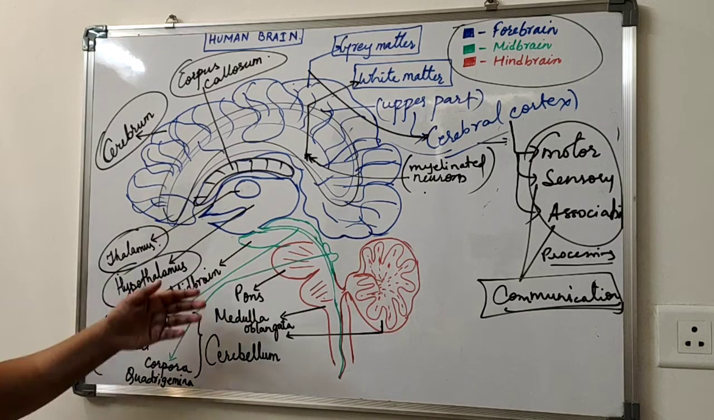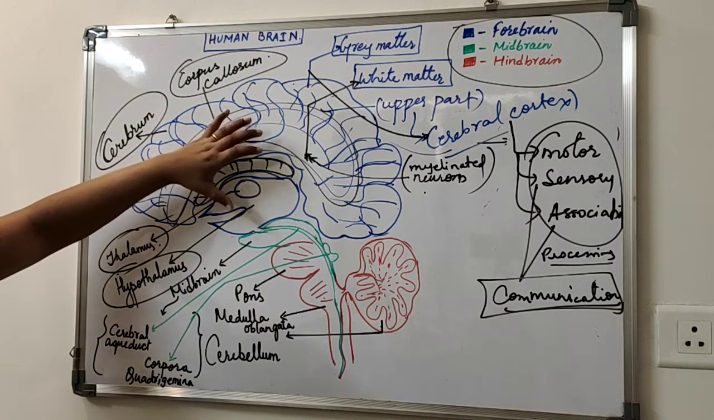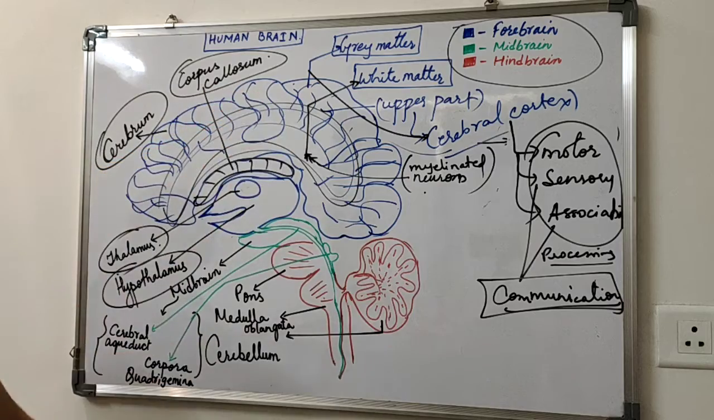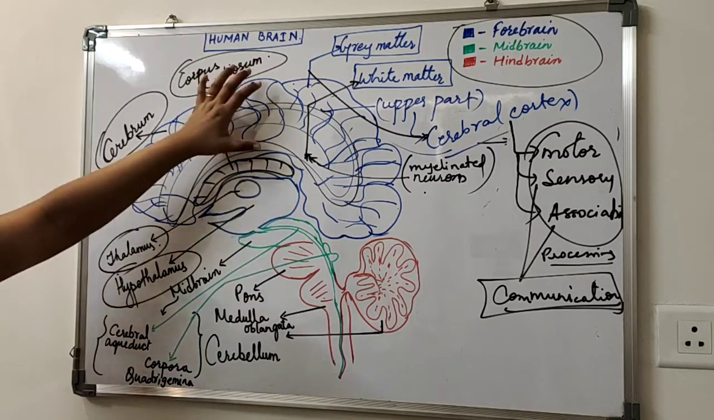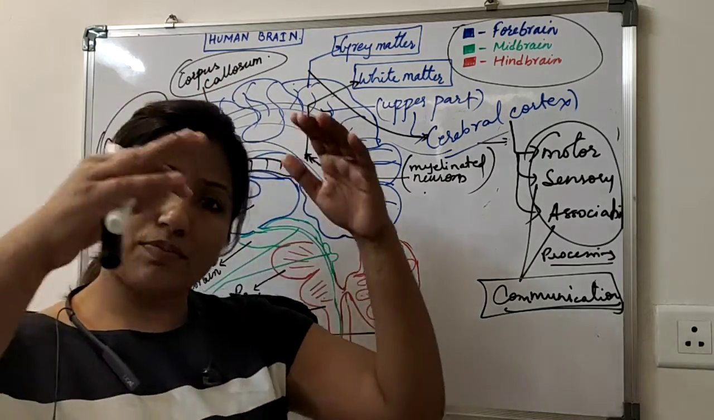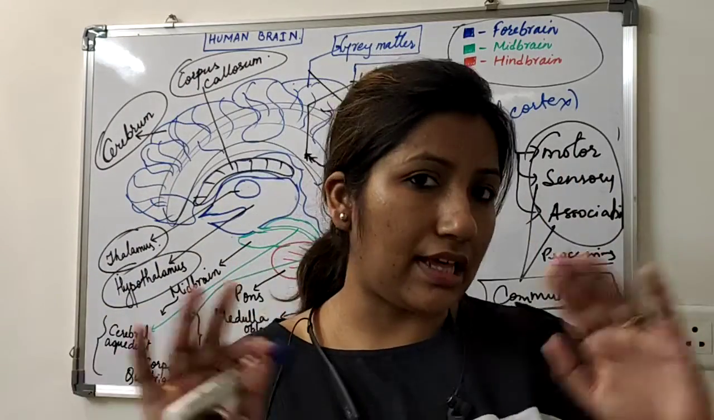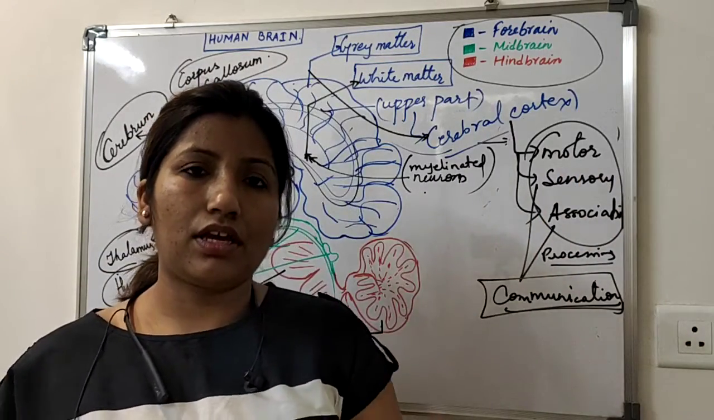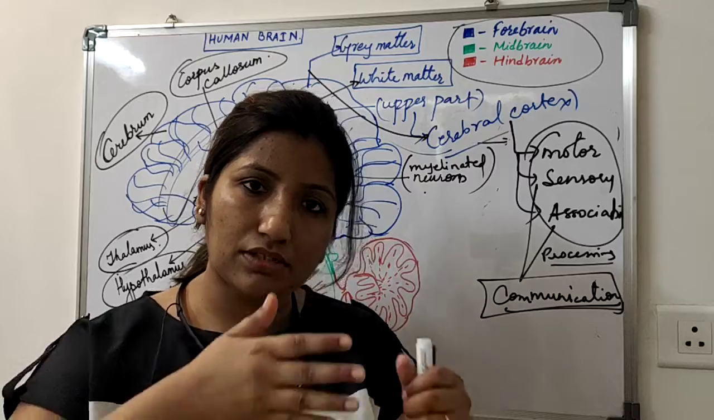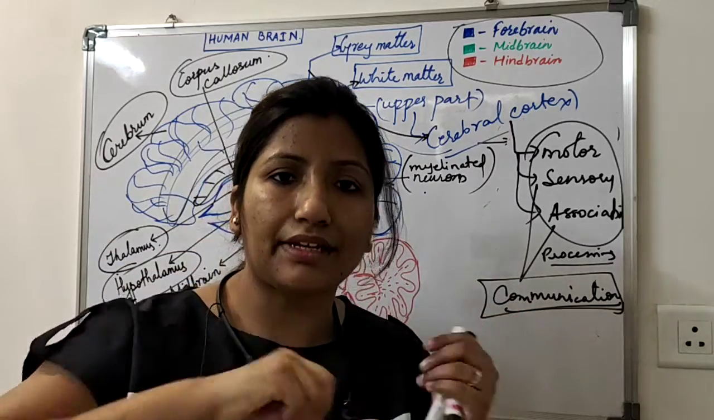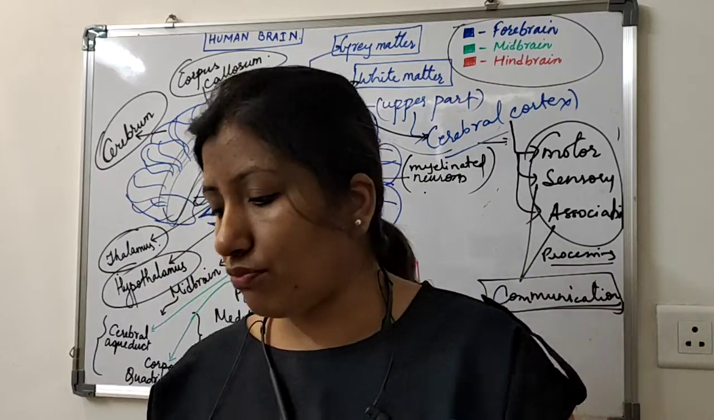Now the thalamus lies just below the cerebrum. If you open the skull, you won't be able to see the thalamus or the hypothalamus. When you cut the brain, then you see it is located inside. So that is also a part of the forebrain.